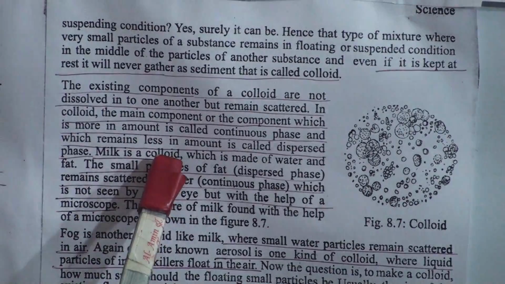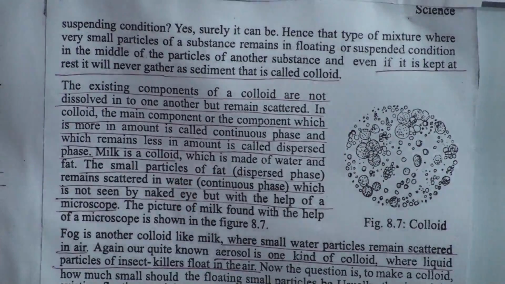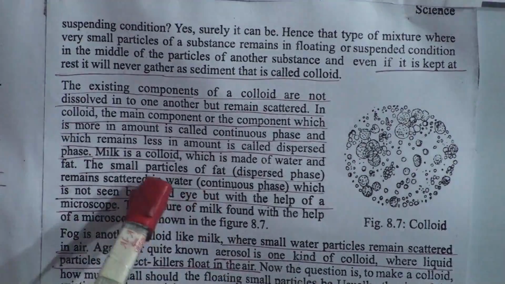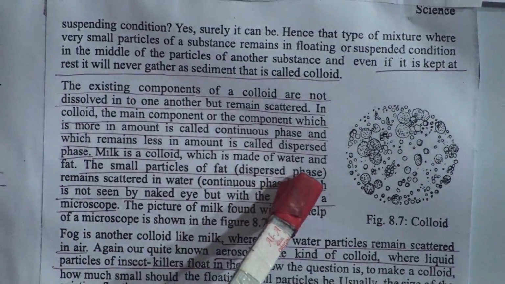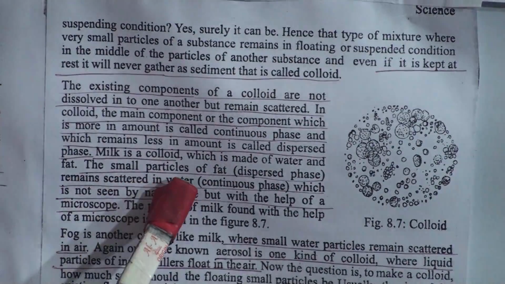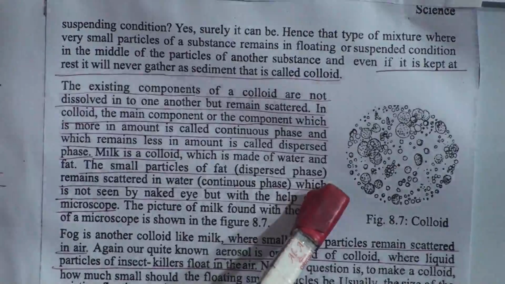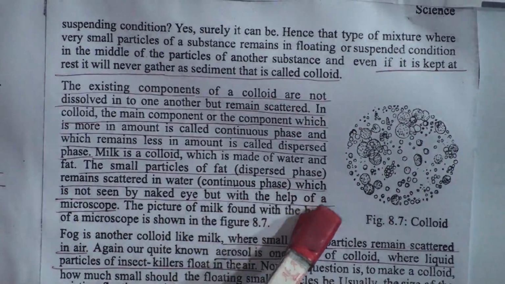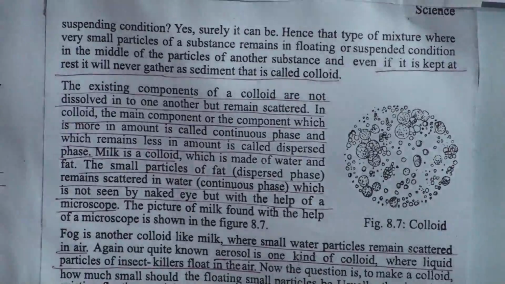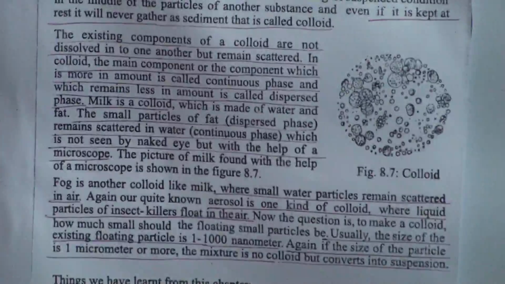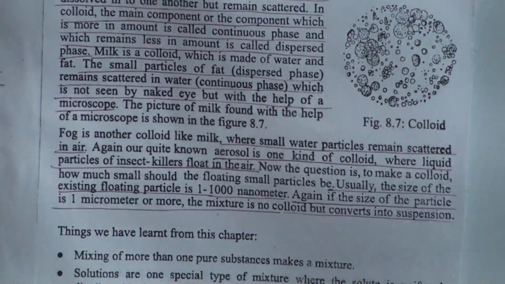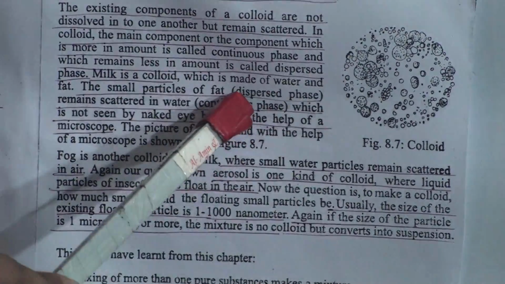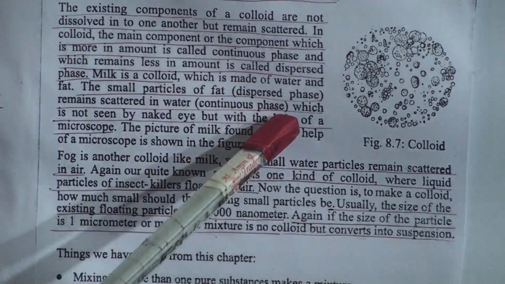Milk is a colloid. We know that milk is one kind of mixture. In milk we find fat, and it is called a colloid because the small particles of fat, which is the dispersed phase, remain scattered in water, the continuous phase, which is not seen by the naked eye but with the help of a microscope. When we take a glass of milk, the fat is dispersed and floating in the milk, and water is the continuous phase of this colloid.